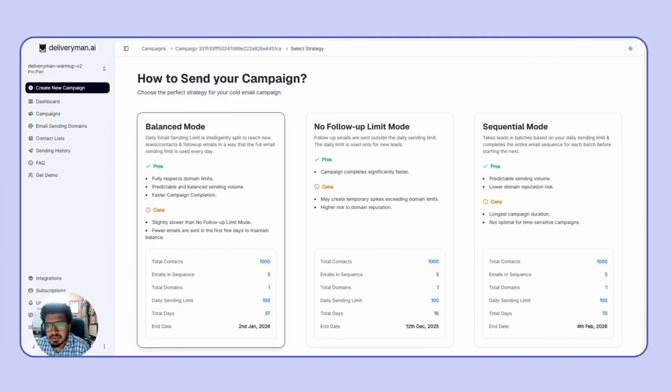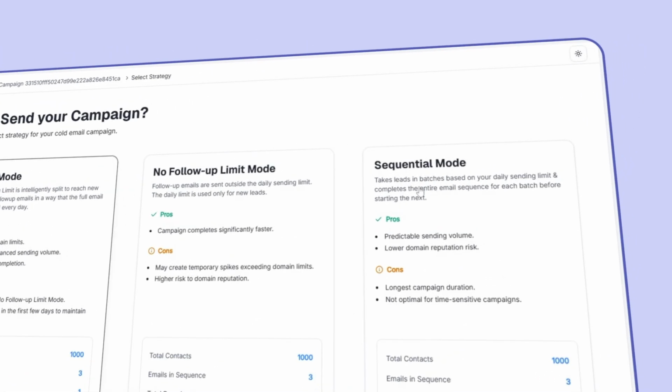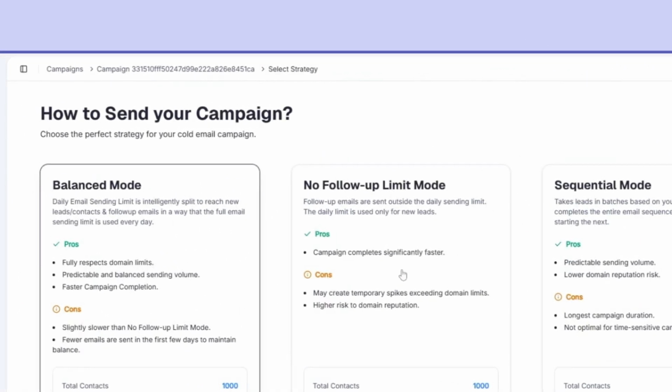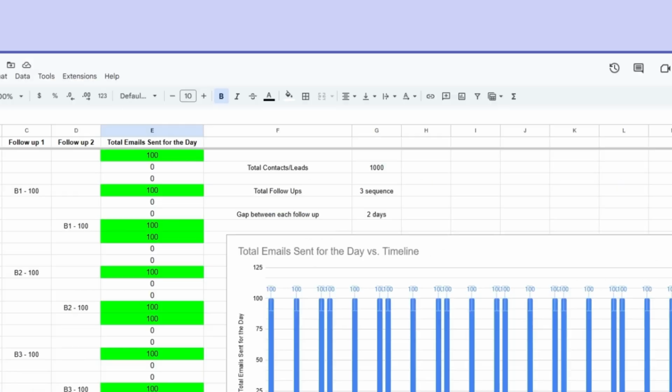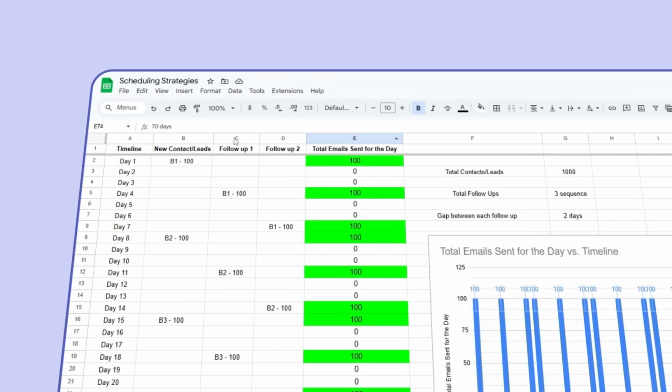Hello everyone. Today I'm going to run you through three different strategies that we have at Deliveryman right now, at the time of recording this video. First one is sequential, second is no follow-up limit mode, and third is the balance mode, which is the best one right now. I'll take you through the first one, which is the sequential mode.